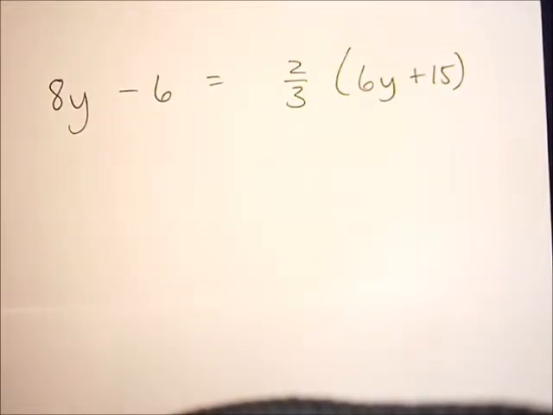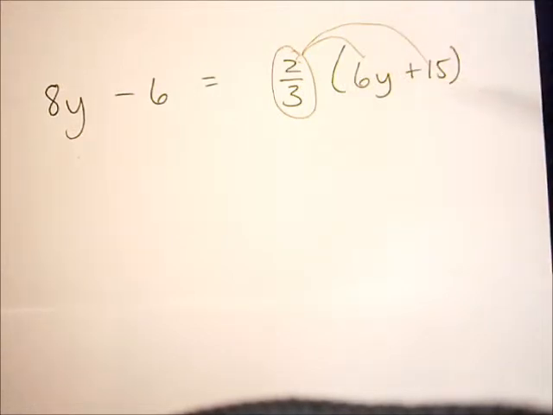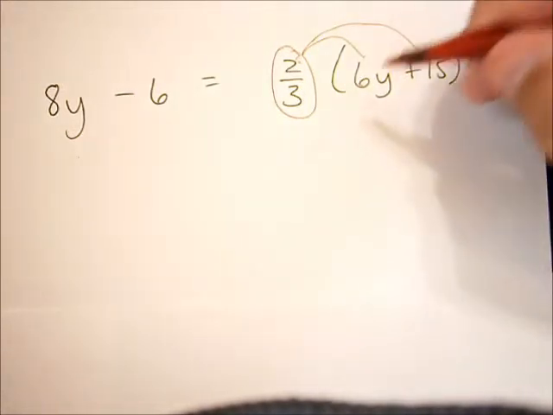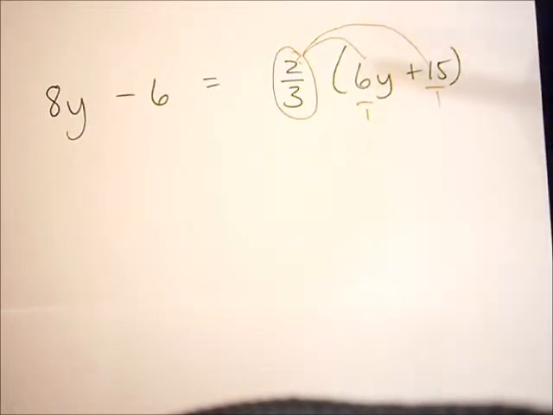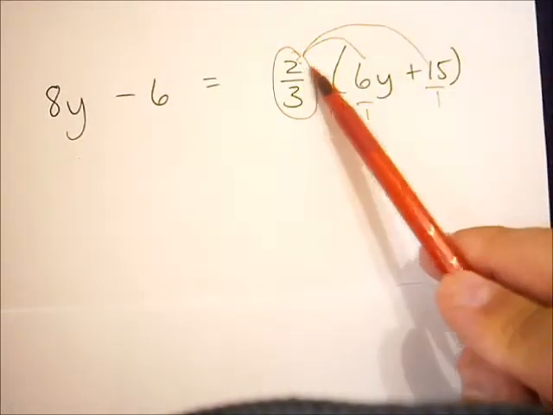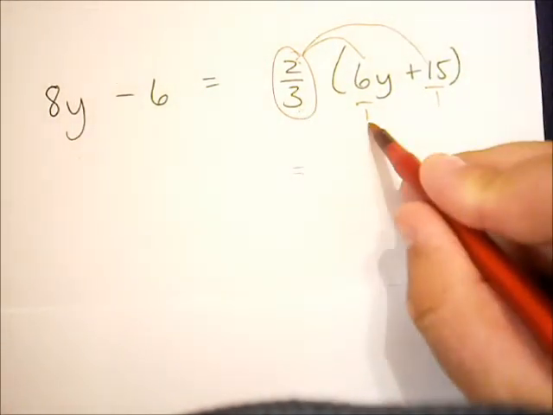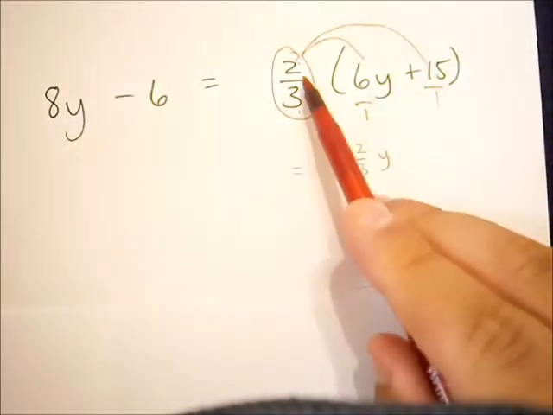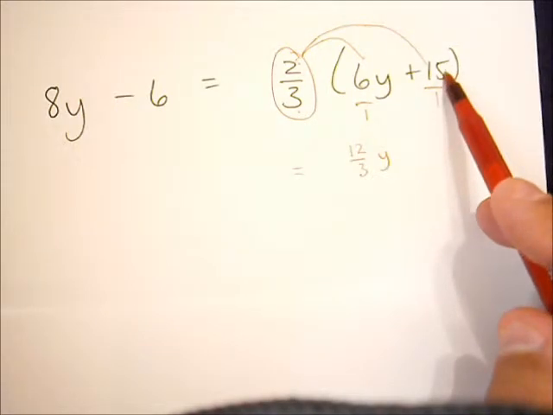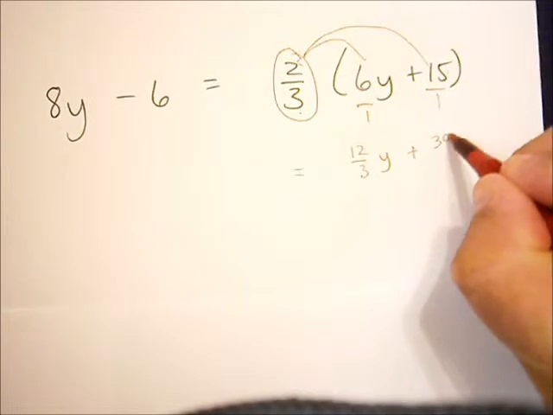So to distribute on the right, I'm going to take this 2/3, and I'm going to multiply it to the 6y and to the 15. Now to do that, we can go ahead and put 1s under the 6 and the 15 if you like, and we multiply straight across. 2 times 6 is 12, and 3 times 1 is 3, so that gives me 12 over 3y. For this one, 2 times 15 is 30, and 3 times 1 is 3, so that gives me 30 over 3.